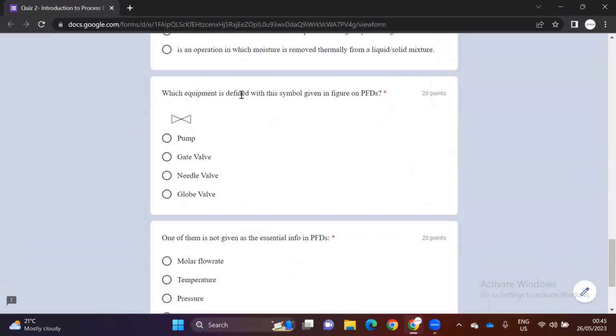Next question, which equipment is defined with the symbol given in the figure on PFDs? Learning symbols actually is a very important aspect of process engineering, to be able to read all the diagrams. This symbol is gate valve. The variant E is correct.